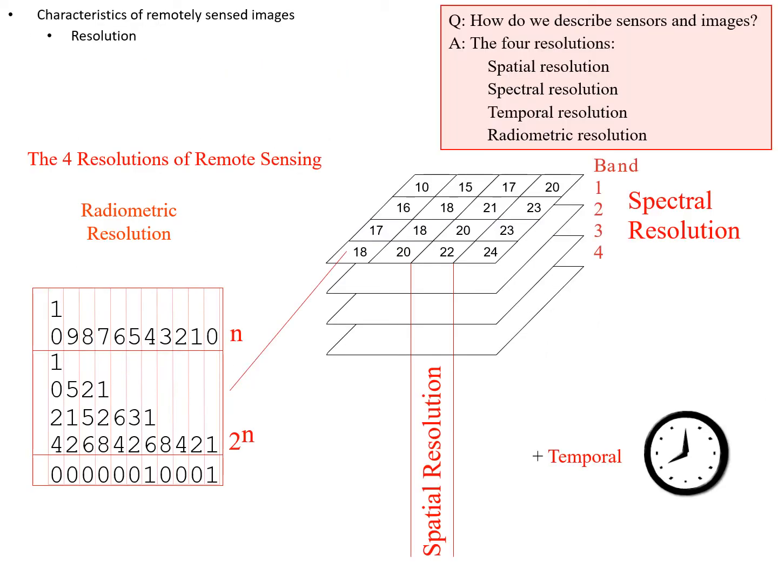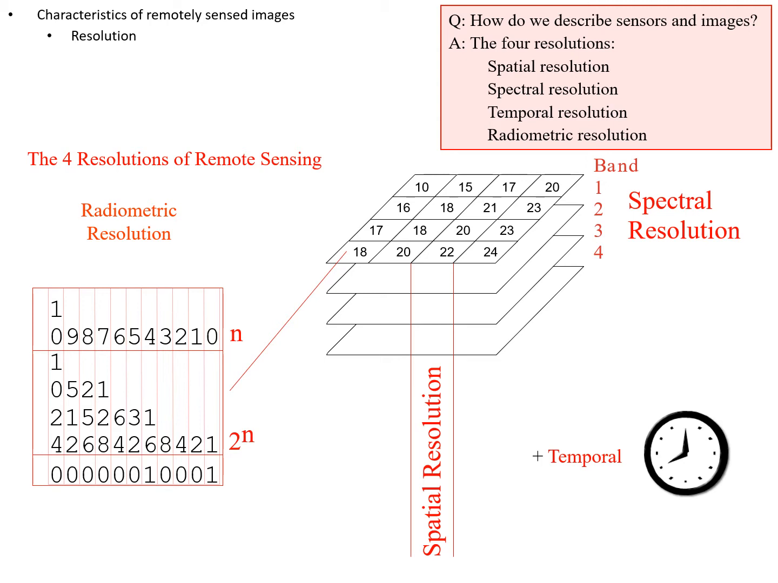When we talk about images, we talk about 4 resolutions, okay? And they're all illustrated here. One of them is spectral resolution. That's basically the number of bands that an image has. One of them is spatial resolution. That's the area on the ground represented by a particular pixel in the image. So you might have a spatial resolution of 5 meters. Okay, so that means that each pixel on the ground covers 5 by 5 meters.